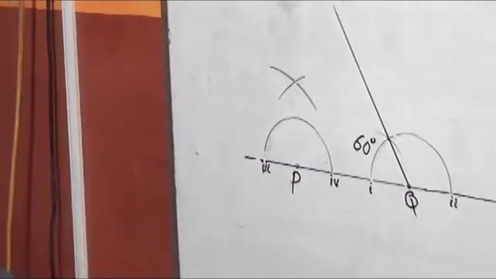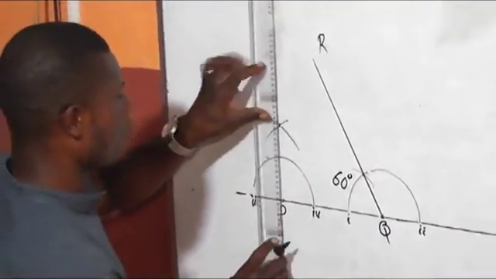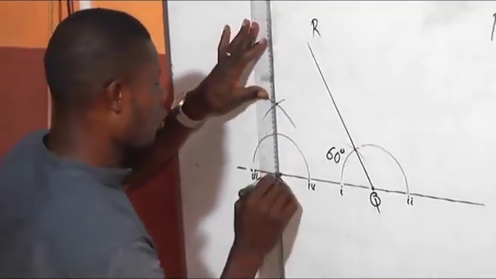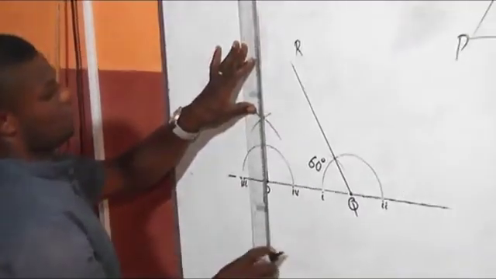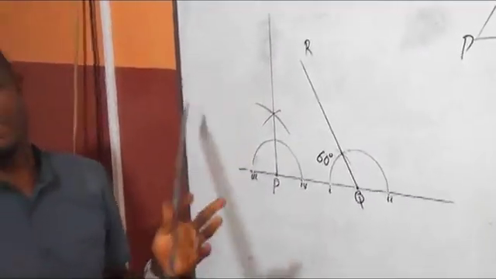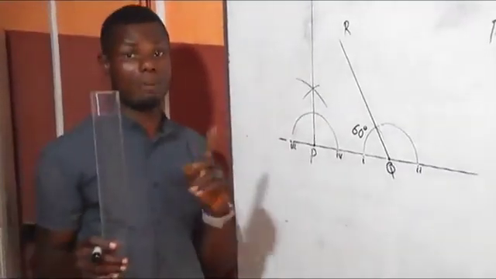So when you're done with that, you can see that we have the intersection of two arcs there. Join that intersection to point P, maybe with a thin line, okay? Because it's part of your construction line. You must show all construction lines, remember.